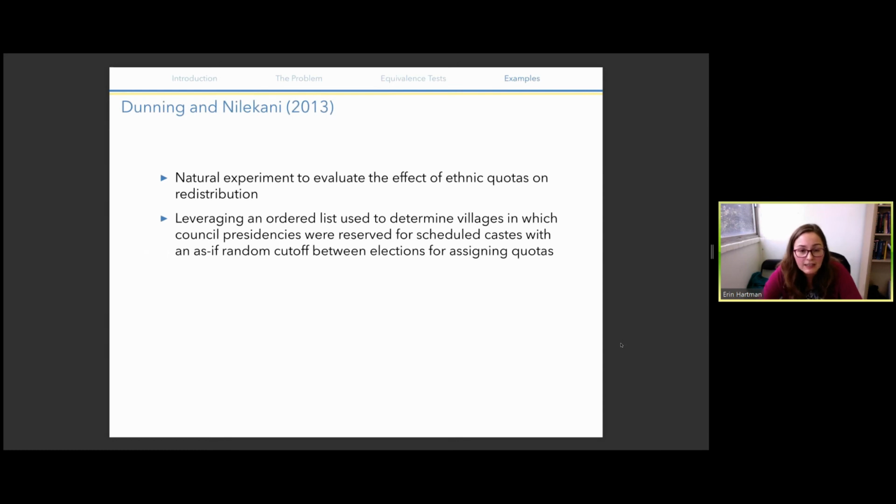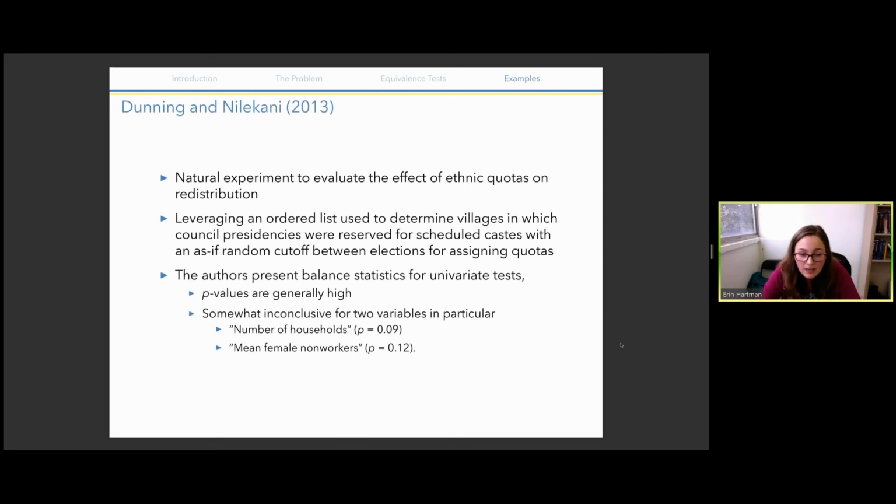So Dunning and Nalkani in 2013 look at a national experiment where they're trying to evaluate the effect of ethnic quotas on redistribution. I want to discuss this because here we're looking at a suite of pretreatment outcomes. They leverage the fact that quotas were implemented at different time periods using an ordered list. So right above and below the cutoff for a given election, villages look very similar, right? So we want to test this. Do these villages look similar on pretreatment covariates? They present a bunch of evidence to convincingly argue that this is a pretty sound design.